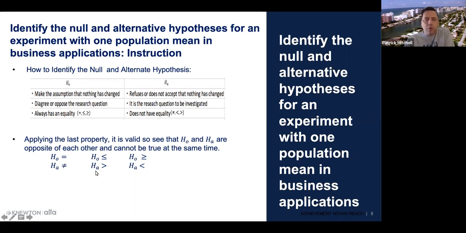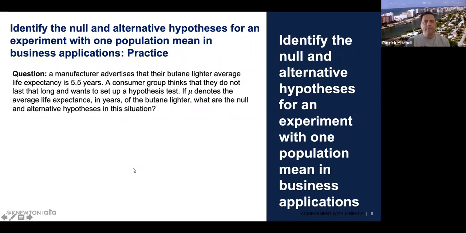The second situation is that the alternative hypothesis says greater than, in which case the null hypothesis would say less than or equal to. And the third situation is alternative hypothesis says less than, in which case the null hypothesis would say greater than or equal.